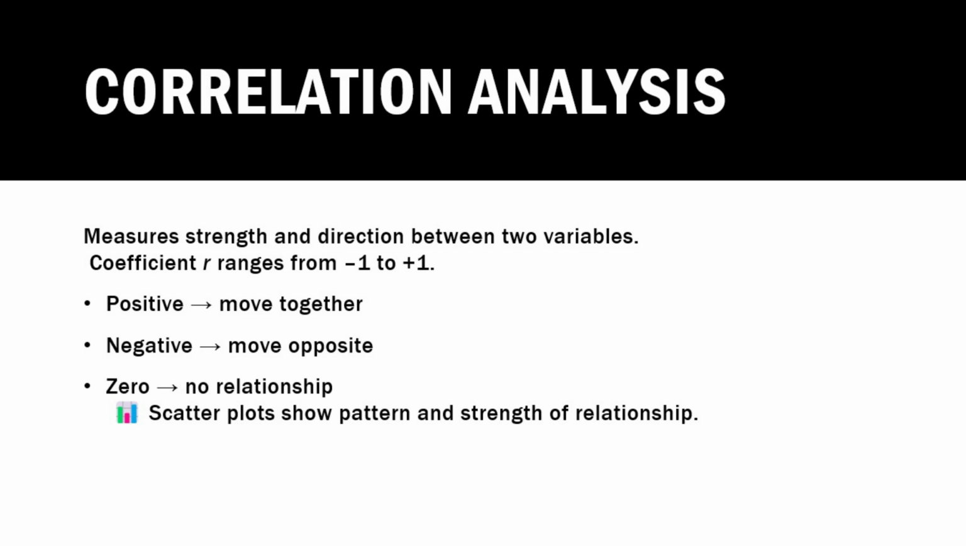Correlation analysis. Correlation shows how strongly two variables move together. The coefficient r ranges from -1 to +1. Positive means they increase together. Negative means they move opposite, and 0 means no link. Scatter plots help visualize this relationship.